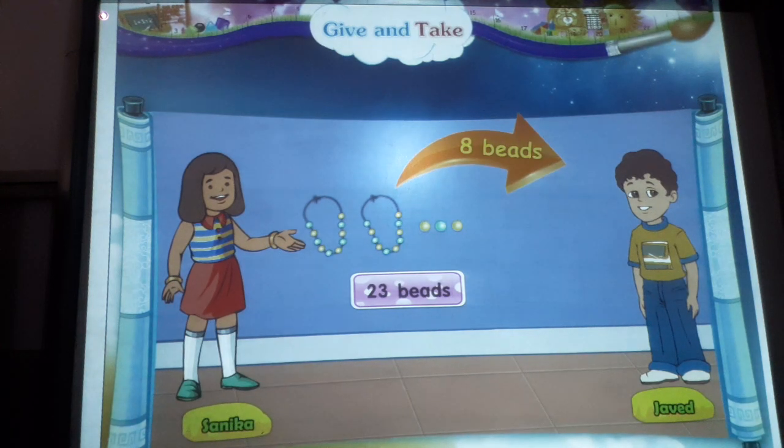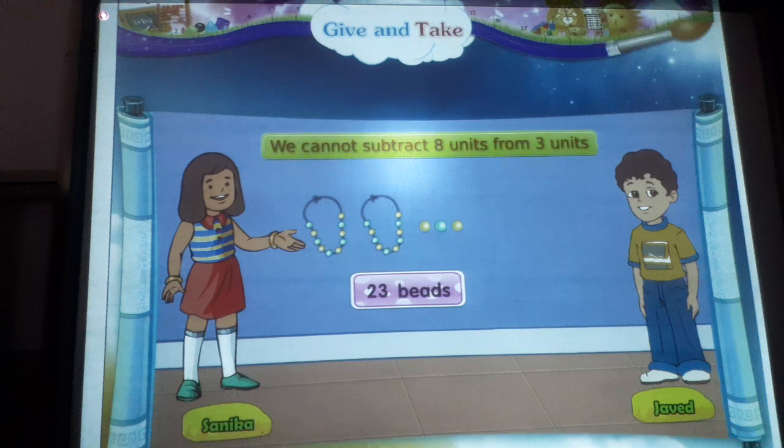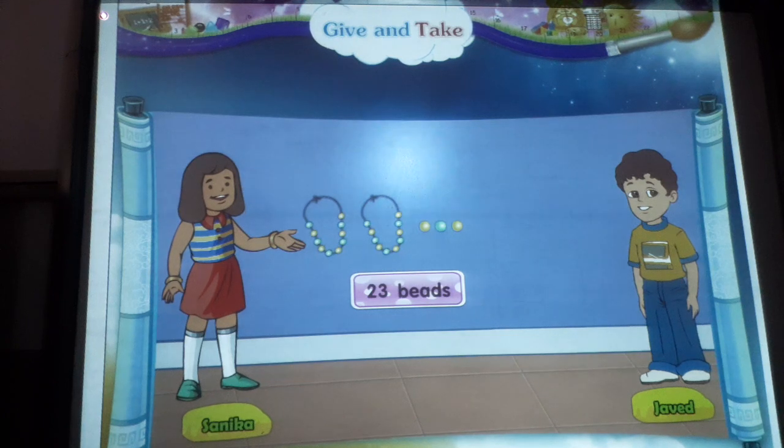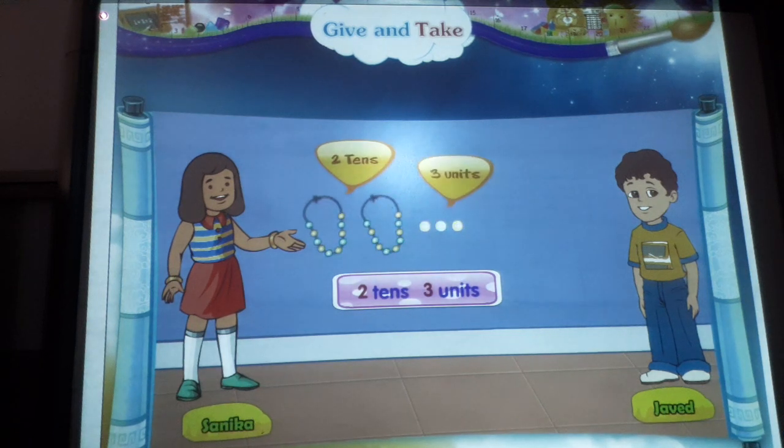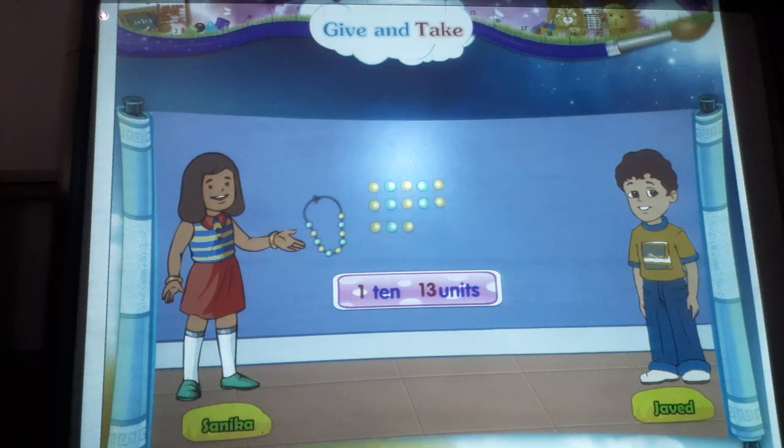She has to give 8 beads. She cannot give 8 beads from 3 beads. It means we cannot subtract 8 units from 3 units. So, we must untie one string of 10. 2 tens and 3 units is same as 1 ten and 13 units.